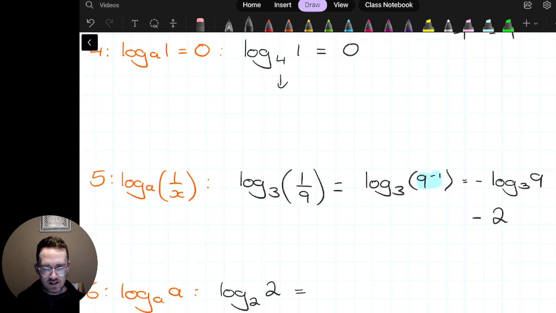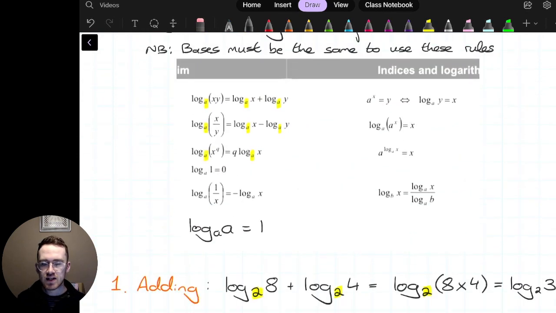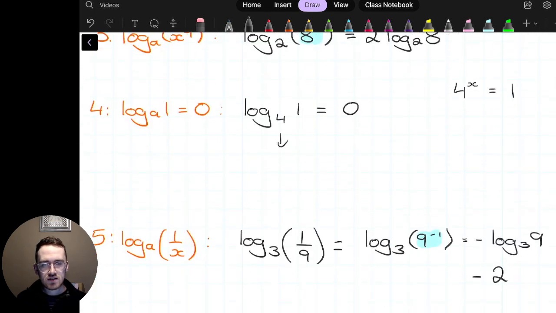Rule number 6 is an interesting one as well, and this is one that isn't as explicitly written in these rules here. It's related to this rule over here as to how this ends up just being x with no log term, but it's not as explicit. So let's have a look at it.